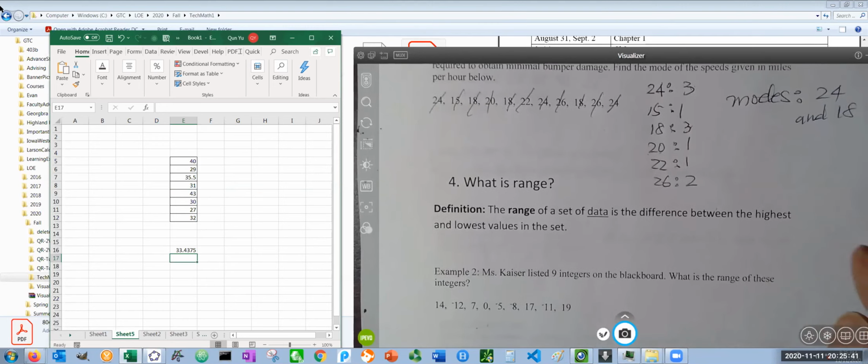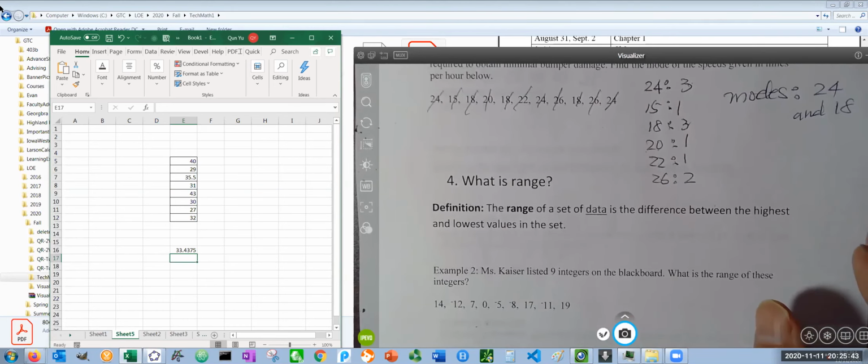Now next one, what is the range? Range is a way to measure how dispersed a data set is. If a range is very narrow, that means that data set is very much concentrated.